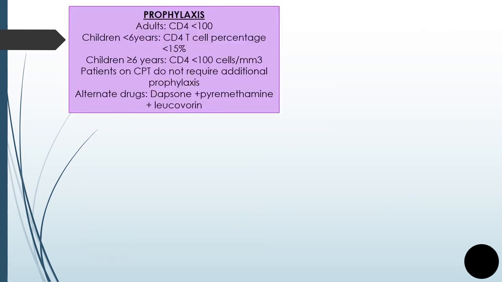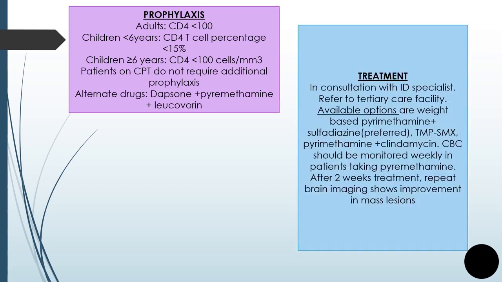Prophylaxis is indicated in adults when CD4 count falls below 100, and children have different cutoffs according to their age. Now, patients who are already receiving cotrimoxazole for PJP prophylaxis do not require additional prophylaxis for toxoplasmosis. The alternate drugs include Dapsone with pyrimethamine and leucovorin. Treatment should be done in consultation with an infectious disease specialist, and the patient should immediately be referred to a tertiary care facility.